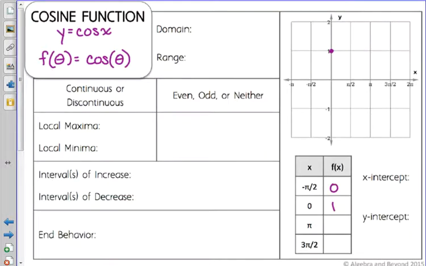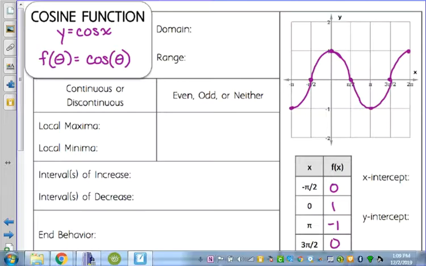Negative pi over 2 is at 0. Pi over 2, 0. Pi is -1. And 3 pi over 2 is back at 0. Let's throw a couple extra points in there. We could have gotten all of these just from the graph. Desmos is awesome because it tells you all the maximums and minimums and the x-intercepts, and it makes it really easy to draw these graphs.